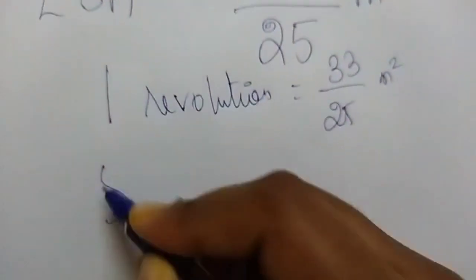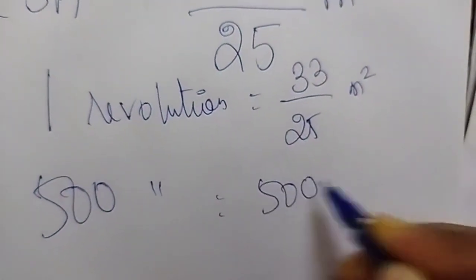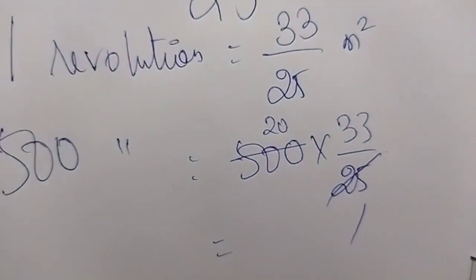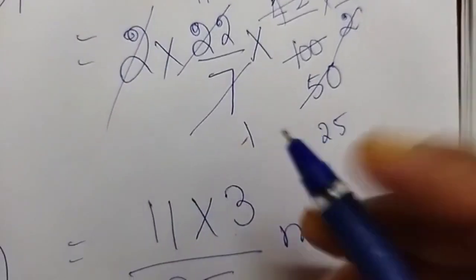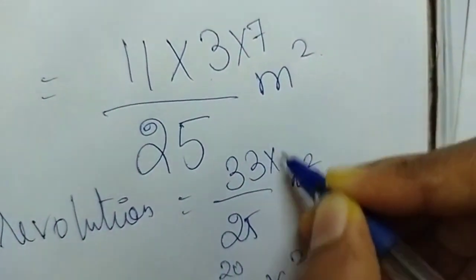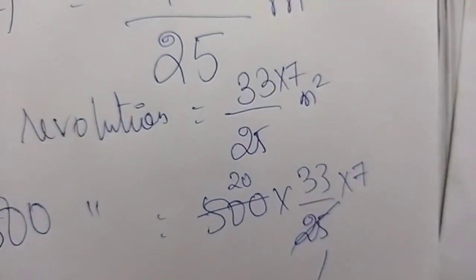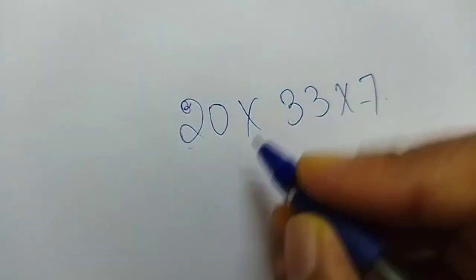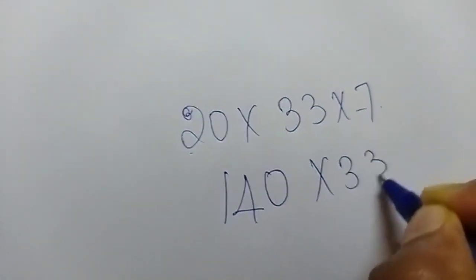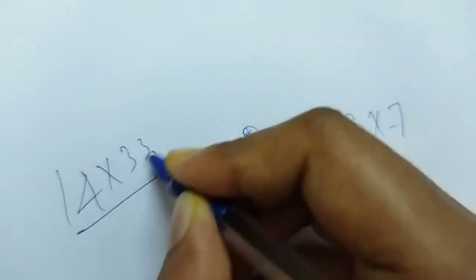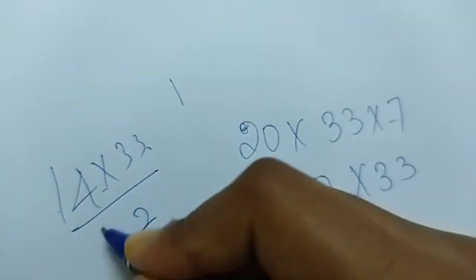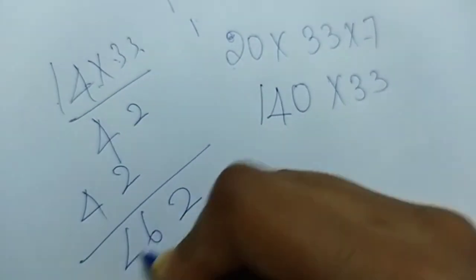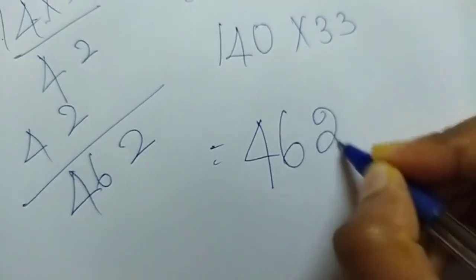Then for 500 revolutions we can just multiply 500 into 33 by 25. 1 time, 20 times. Sorry, here we have a 7. I forgot that 7. So we can add 7 here, into 7. So we get 20 into 33 into 7. So 2 7s are 14, 140 into 33. 14 into 33 we can multiply. 3 4s are 12, balance 1. 3 1s are 3 plus 1, 4. 3 4s are 12, balance 1. 3 plus 1, 4. 2 6 4. So we get 4620 meter square.